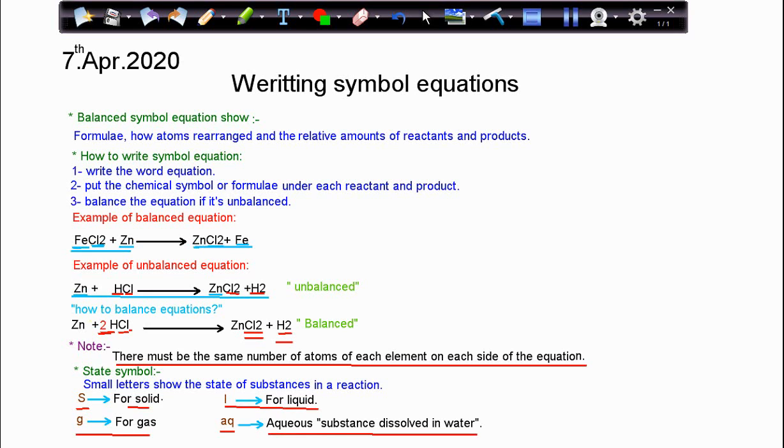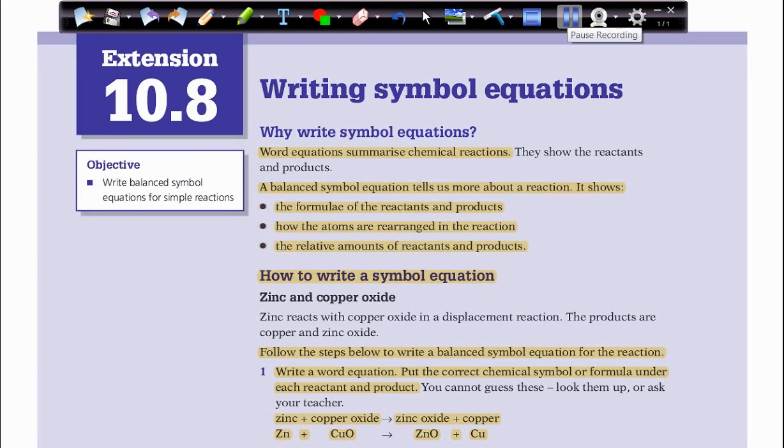If we want to show the state of the substances inside the reaction, we should use these small letters. Now please open your books, page 196, and let's read the lesson and explain more about it.